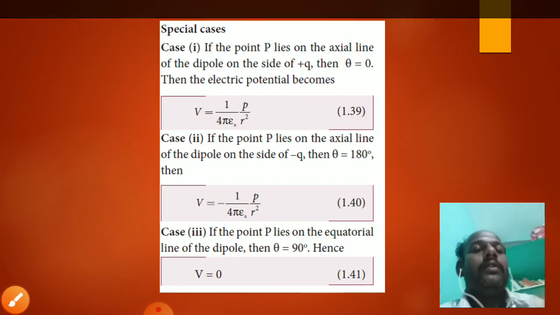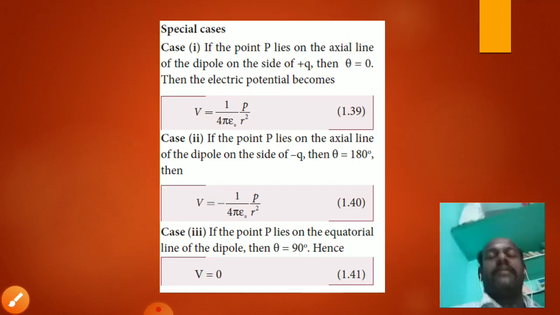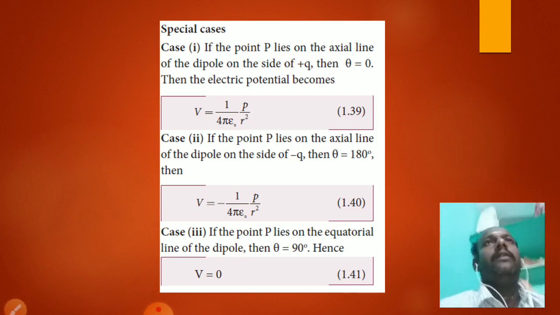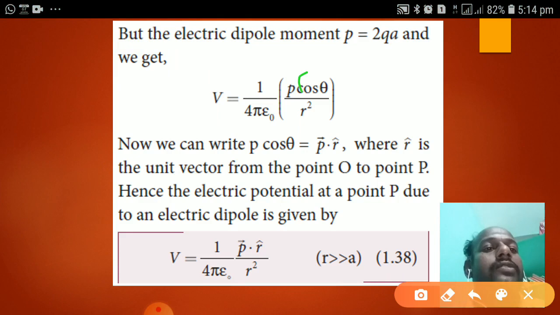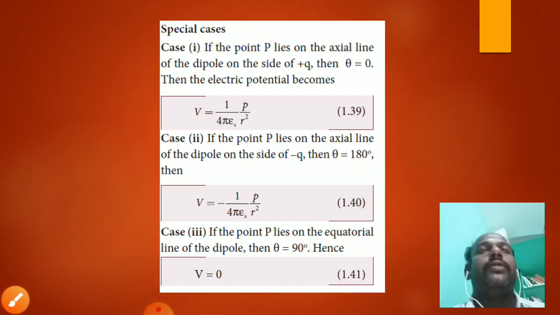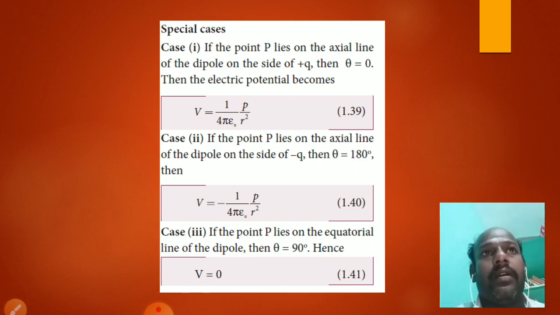Now there are special cases. In this equation we have the term cos theta, so cos theta will have different values from 0 to 90. Cos 0 is 1 and cos 90 is 0.